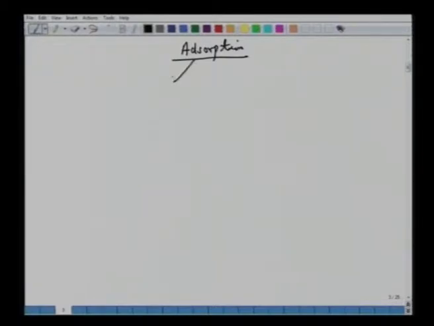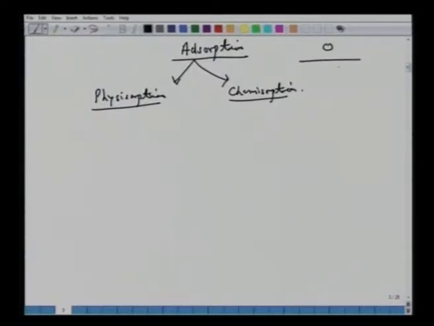So there are two different types of adsorption. One is called physisorption and one is called chemisorption. Again, our discussion will be very limited to the extent that we are able to address mass transfer related problems. But for your own benefit, we should understand at least the basics of these. So when the molecules get adsorbed on the surface, they have either physisorption or chemisorption.